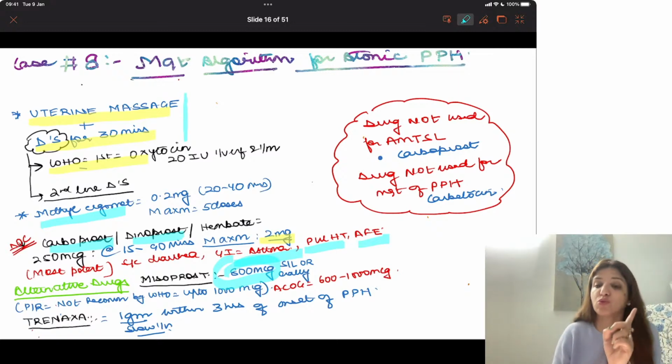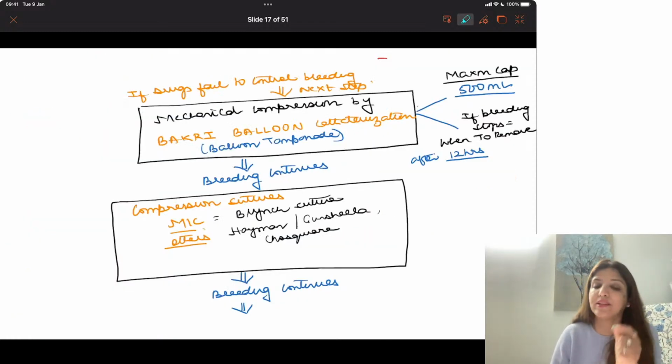First thing is you have to do a uterine massage and give uterotonics for 30 minutes. If in 30 minutes the bleeding is not controlled, then the next step is mechanical compression. For mechanical compression, you are going to use a Bakri balloon catheter. Most of the times we use a Bakri balloon catheter. The alternative is you can use an SB esophageal catheter, or you can use a condom catheter. Maximum capacity of Bakri balloon catheter is 500 ml, and if bleeding stops, after how many hours are you going to remove the Bakri balloon catheter? You are going to remove it after 12 hours.